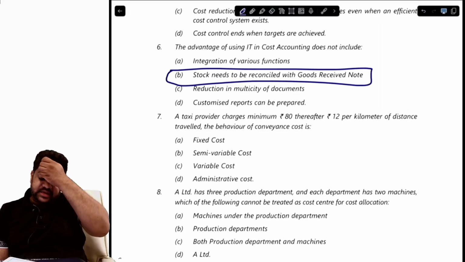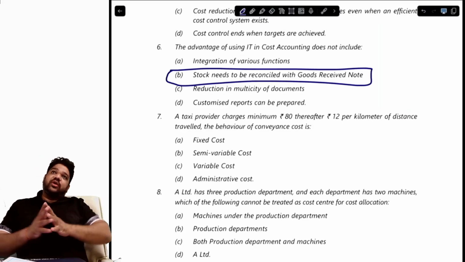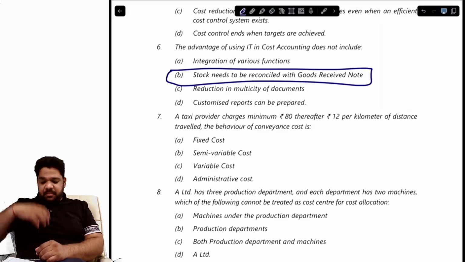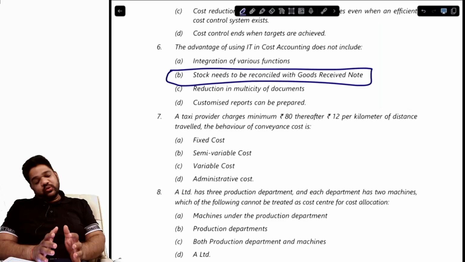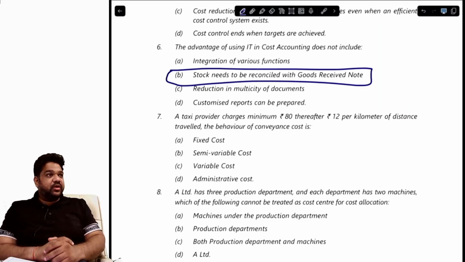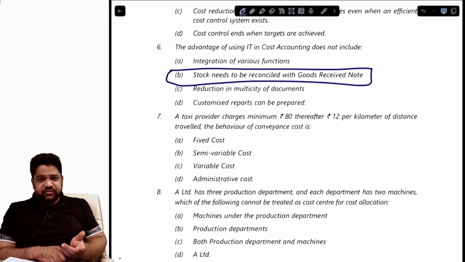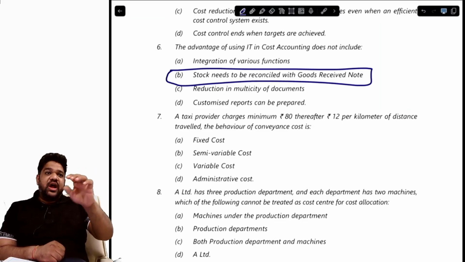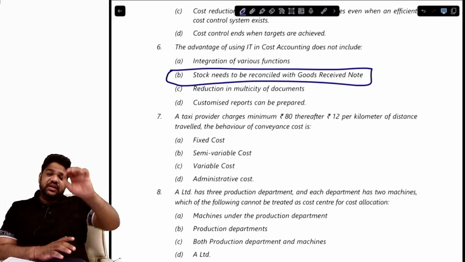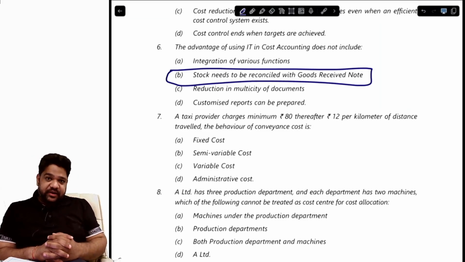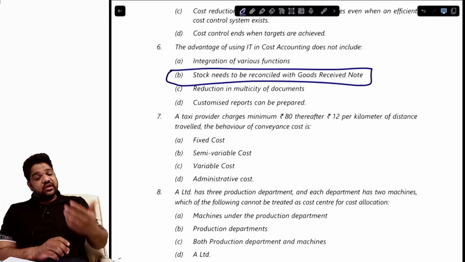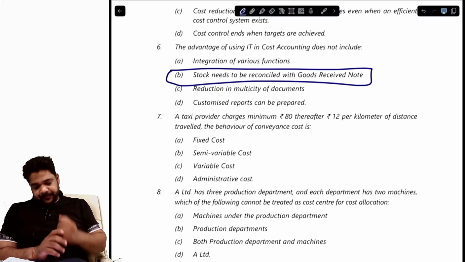Stock needs to be reconciled with goods received. Now you'll have to understand this. IT is a system. You put data into the system, you generate information. But there are physically goods that have come into your factory with a goods received note. Now, what's a goods received note? It mentions how many kgs and what items you have got, and the delivery that you have. That delivery has received what all items. So they give you a GRN, the goods received note, where you record all of that.